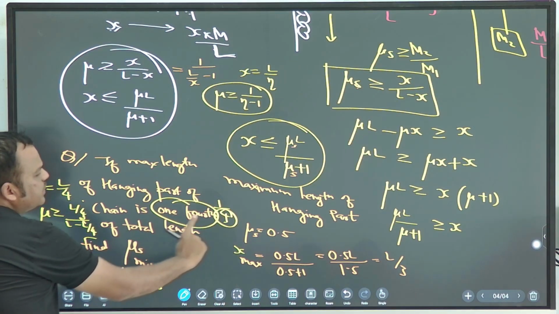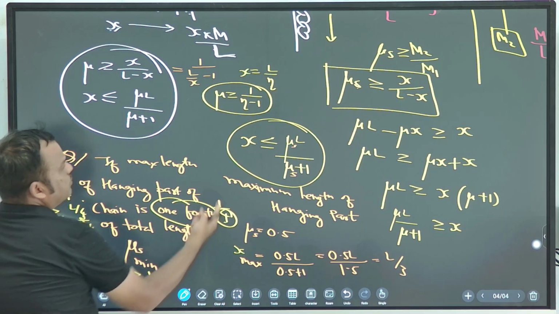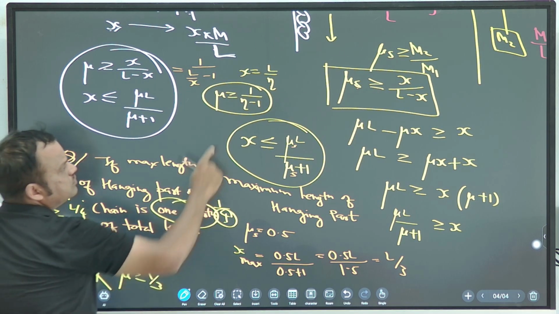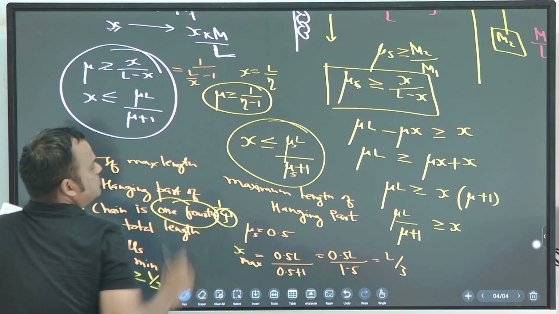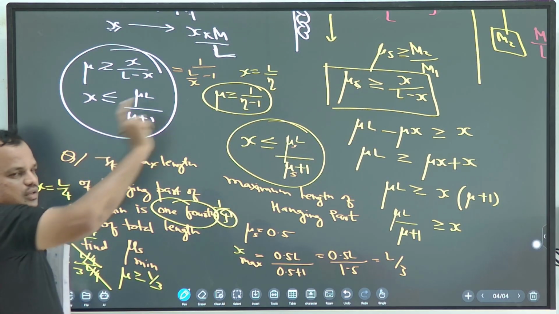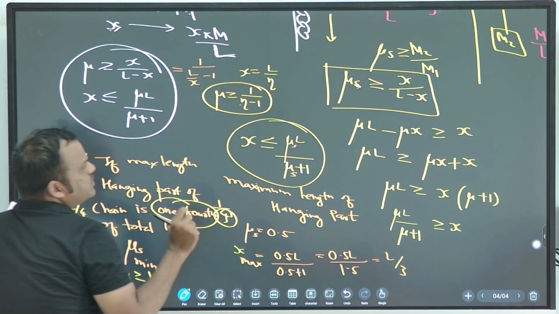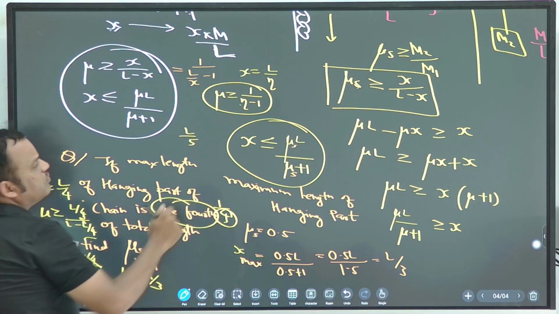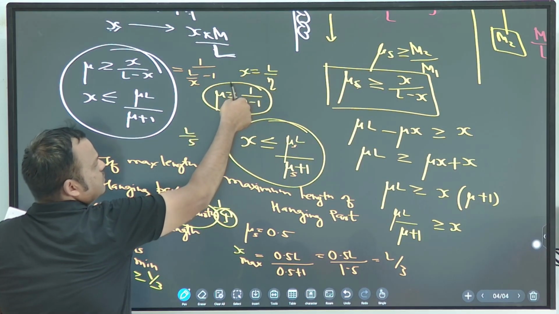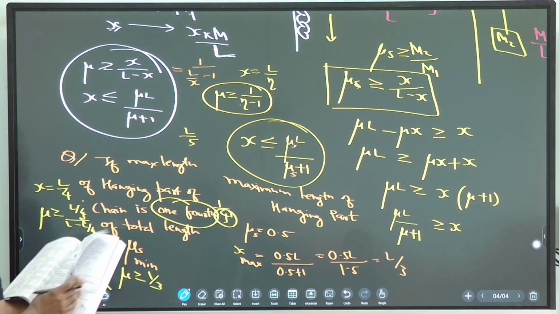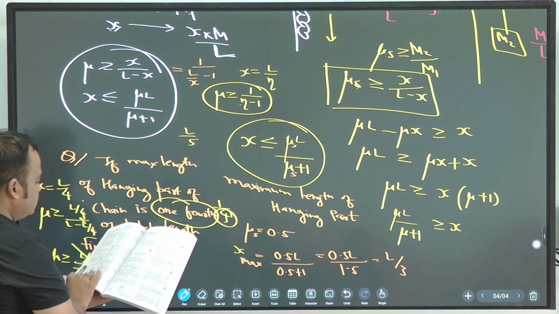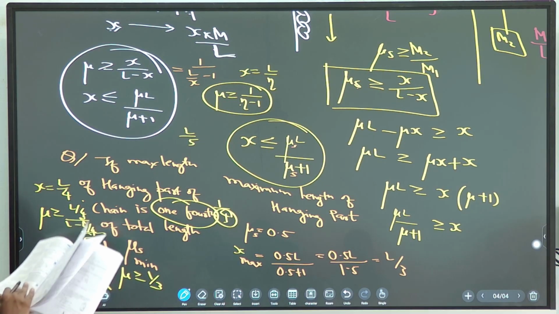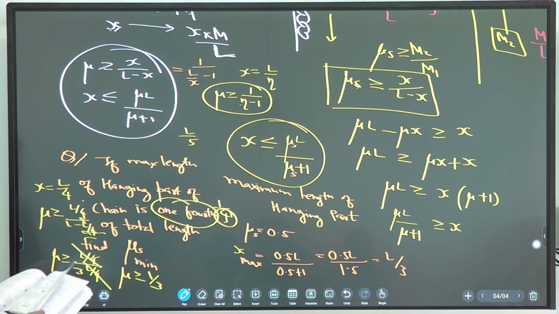If I say 1/3 is hanging, so what is eta value? 3. So what is the mu? 1 by 3 minus 1. Are you getting? One third is hanging. So 3 minus 1. If I say 1/5 is hanging, so what is eta? 5. So 1 by 5 minus 1. So 4. So 1 by 4. So 0.25. Okay, finish.